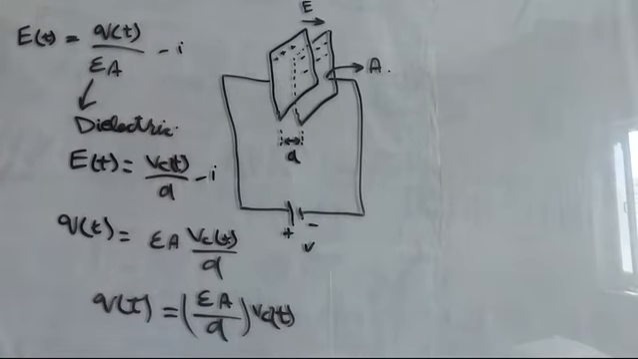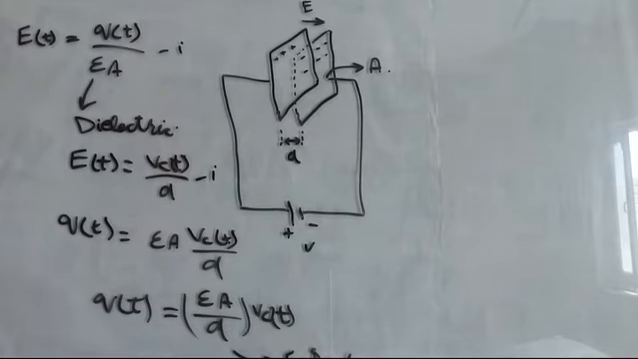The capacitance is the charge storing capacity of these two plates, and the unit of capacitance is the farad, after the name of Michael Faraday, a scientist, a physicist.